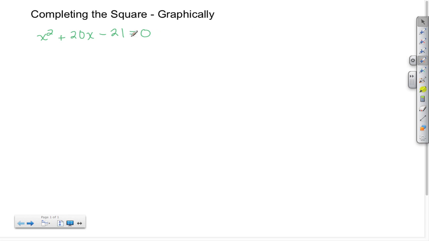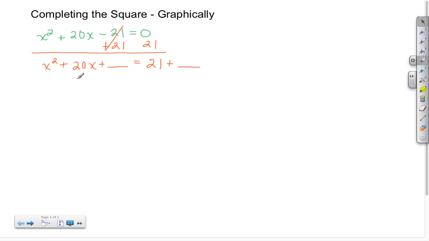First thing I'm going to do is get the x squared term and the x term by themselves. So I do that by adding 21 to both sides. In adding 21, I cancel 21 out over here, and then I'm left with x squared plus 20x is equal to 21. Now to complete the square, I need to find a value that I can add to both the left-hand side and the right-hand side. But that value also has to make this left-hand side a perfect square trinomial.